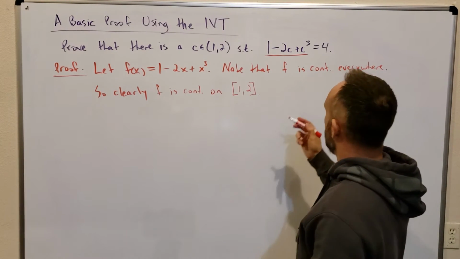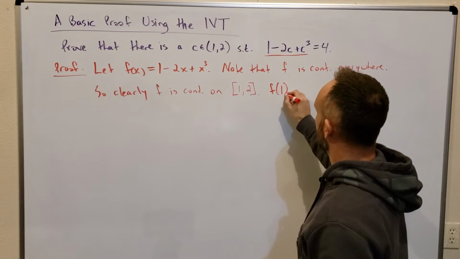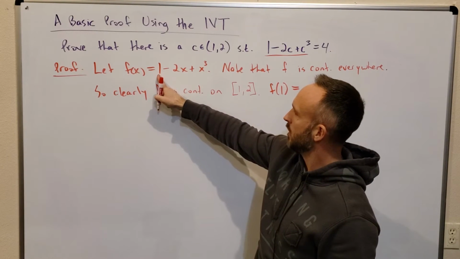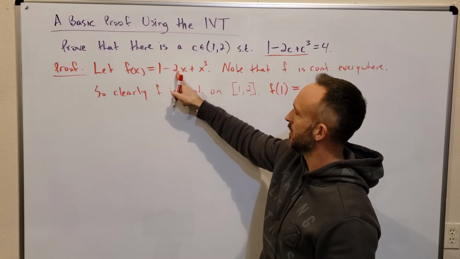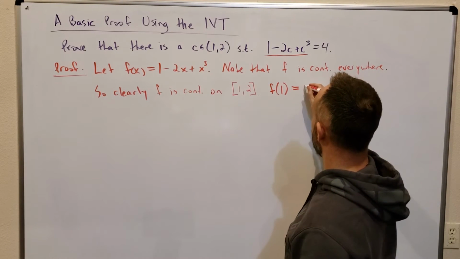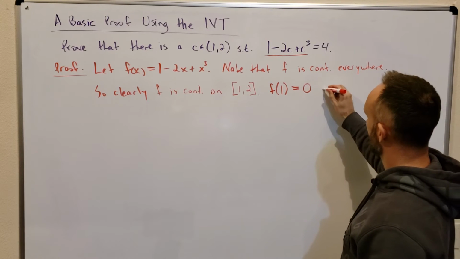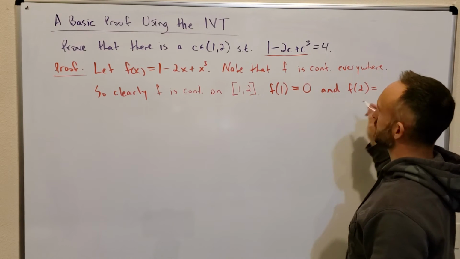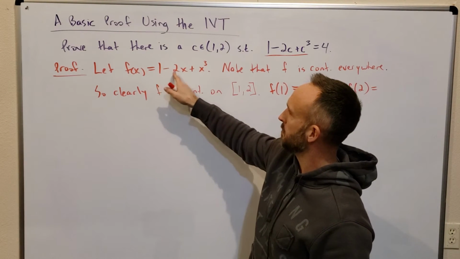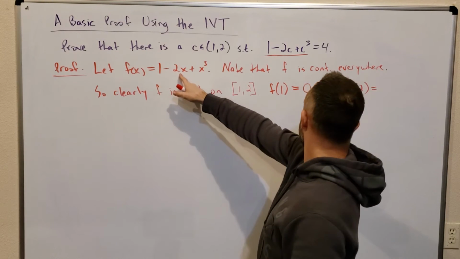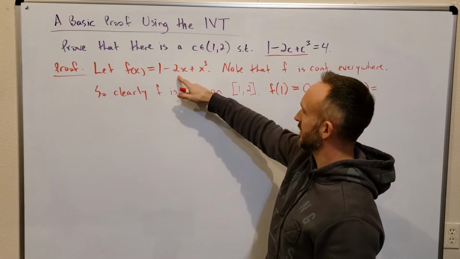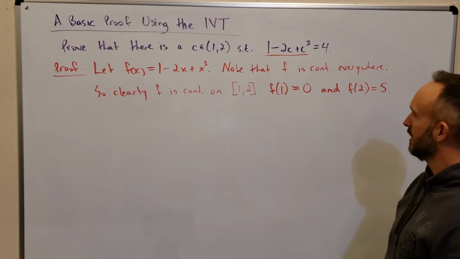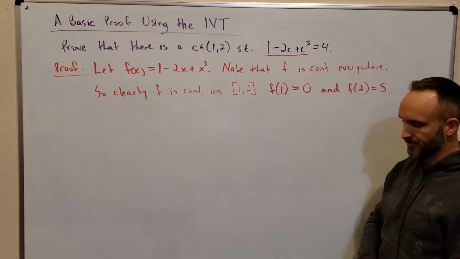So f of 1 equals, well, you plug 1 into your function. So f of 1 is 1 minus 2, so that's negative 1, plus 1, which is 0. F of 1 equals 0. And f of 2 equals, now we plug 2 in, so I get 1 minus 4, which is negative 3, plus 8, which is 5. Okay? All right, so we have our two y values.